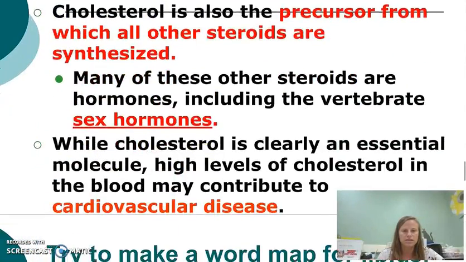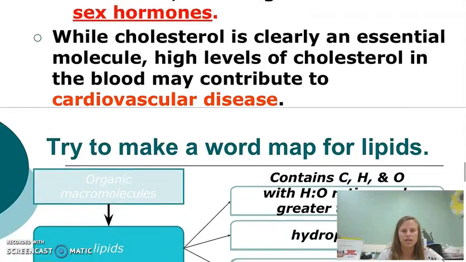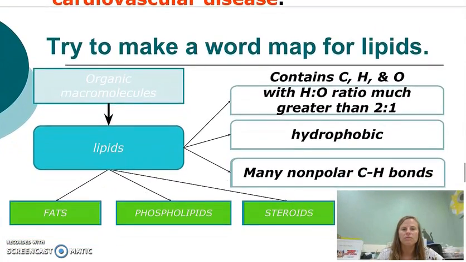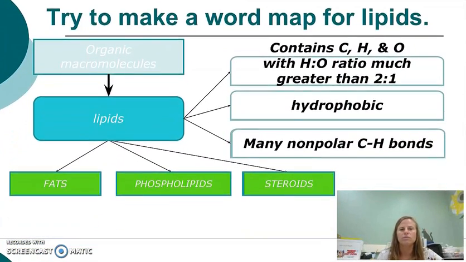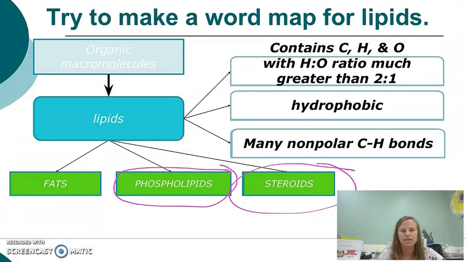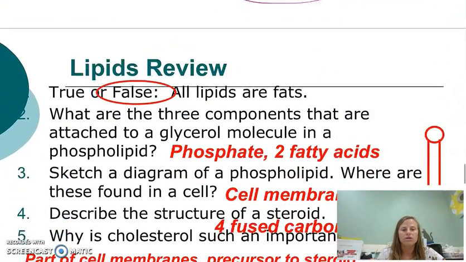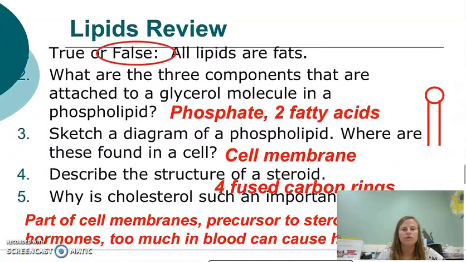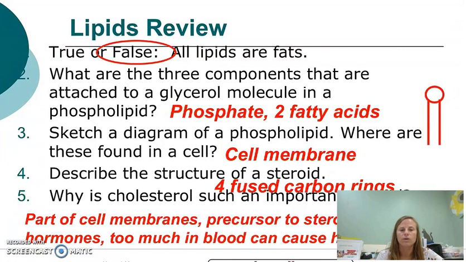So that is the information that I have about fats. I would love for you to complete the concept map that I handed out to you guys. You can now complete the phospholipids and the steroids section. Furthermore, there are some review questions that would be great for you to look over.